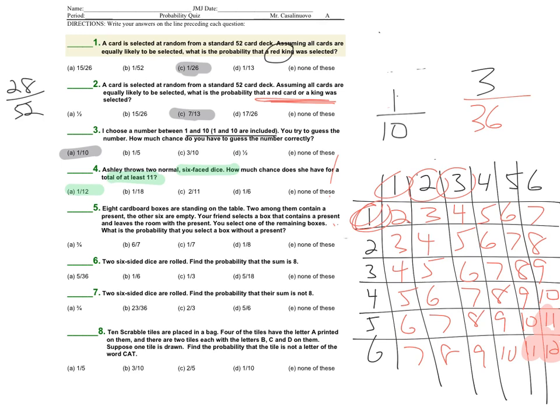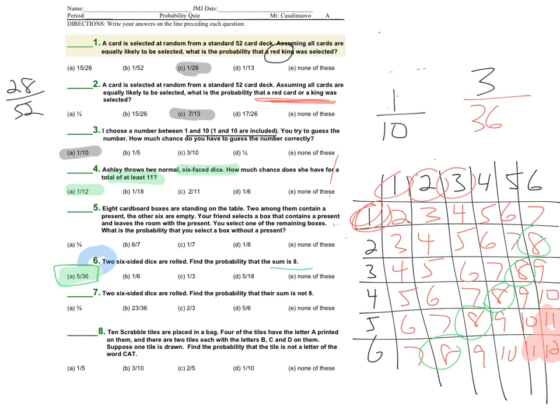I'm going to skip to number 6, and then I'll get back to number 5, because 6 also uses 2 dice. 2 dice are rolled; find the probability that the sum is 8. Well, how many 8s? 1, 2, 3, 4, 5 out of the 36, or answer choice A.